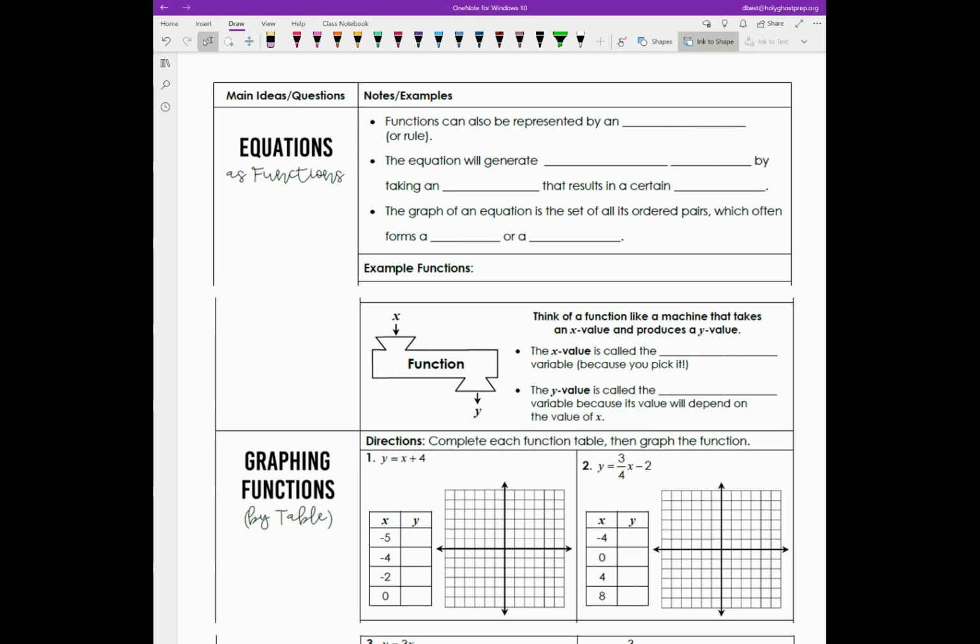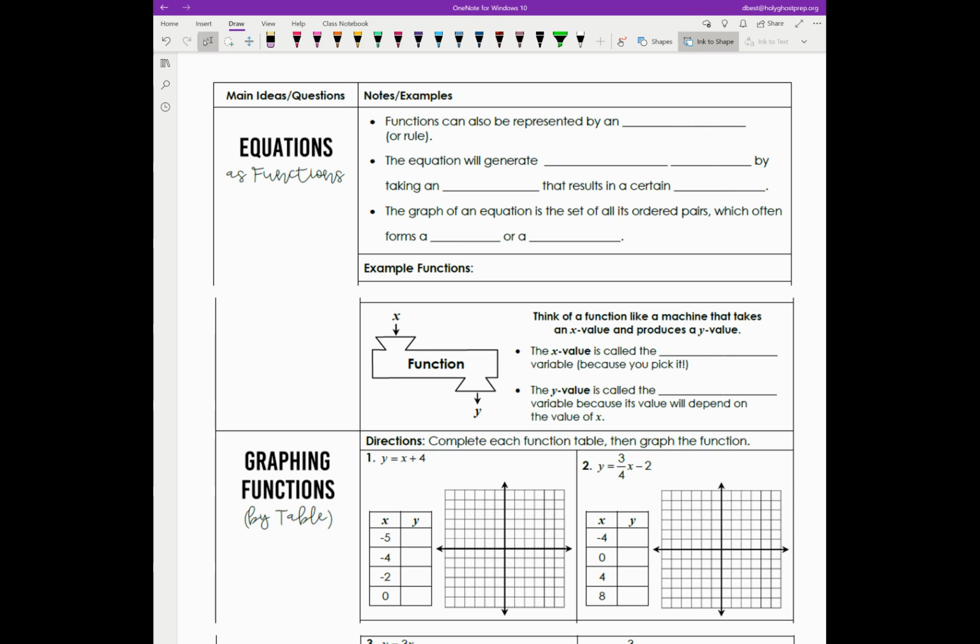We are cruising through our functions chapter, and I really like this chapter because I think it's a little more fun than just solving equations, and I think you guys like it a little bit more, which makes it fun for me. So we're going to take everything we've done so far: inputs, outputs, domain, range, vertical line test, all of that, and we're going to make some functions into equations or make equations into functions.